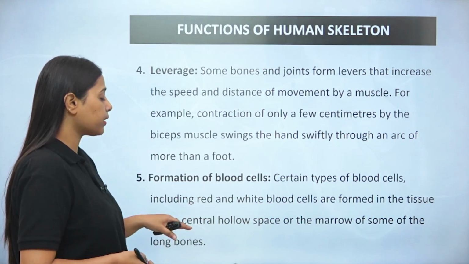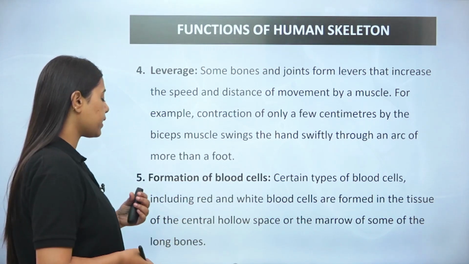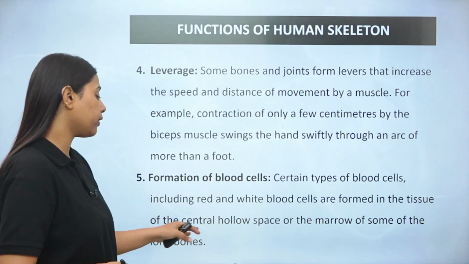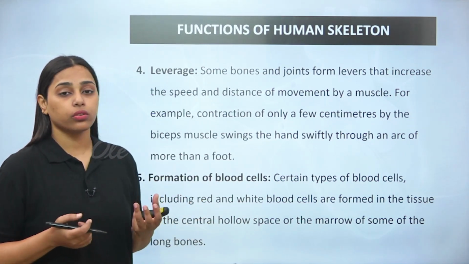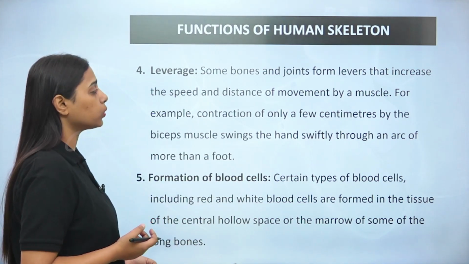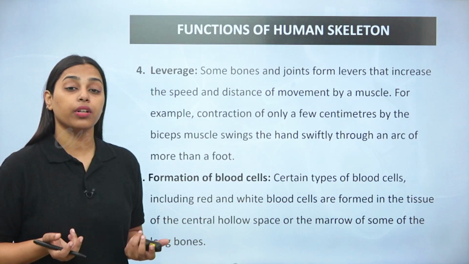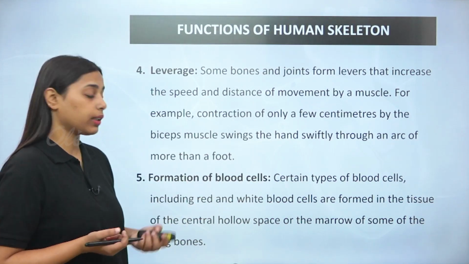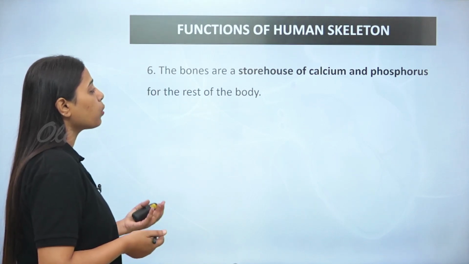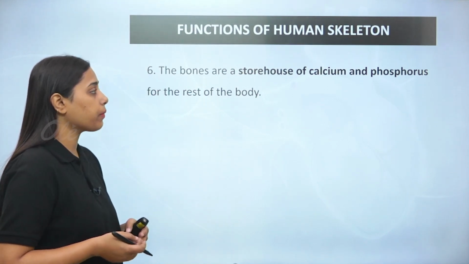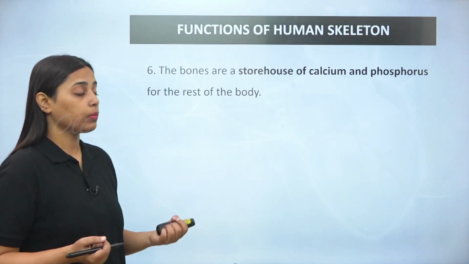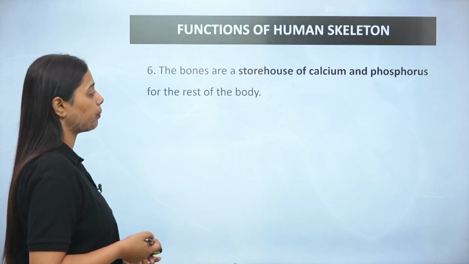Then formation of blood cells. Certain types of blood cells, including red and white blood cells, are formed in the tissue of the central hollow space, also known as bone marrow, or simply marrow, of some of the long bones. That helps in the formation of a very important component, blood cells. Then the last function: the bones are a storehouse of calcium and phosphorus mineral ions that provide strength to the bone, so they are required by the rest of the body.